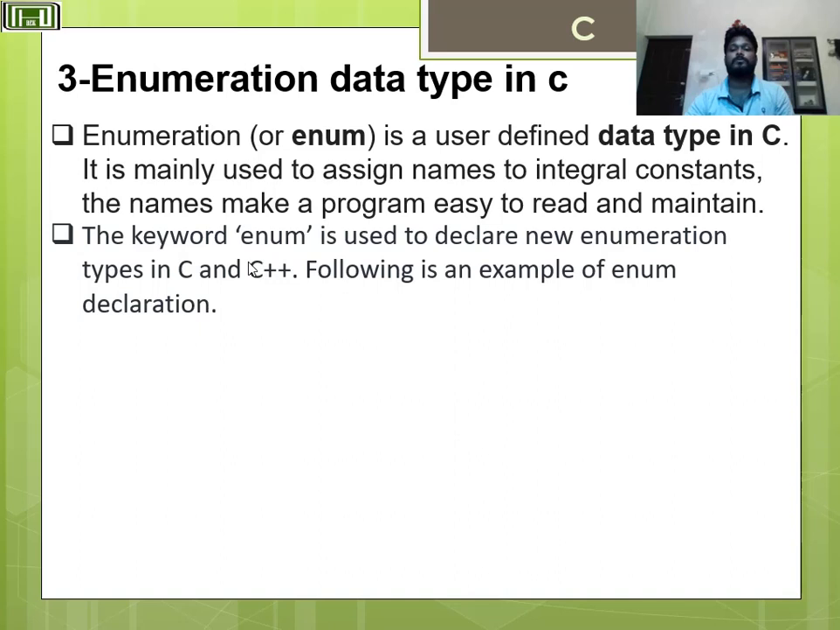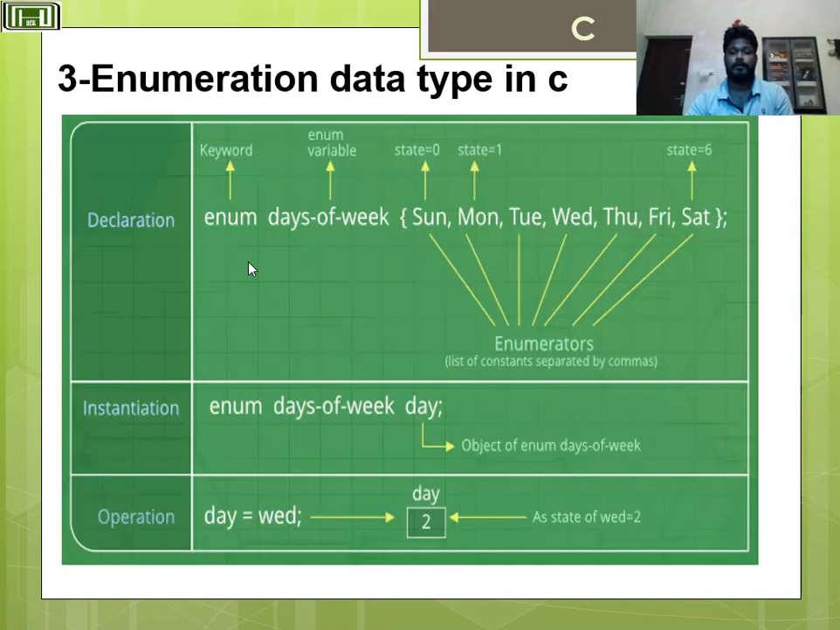Enumeration, or enum, is a user defined data type in C. It is mainly used to assign names to integral constants. The names make a program easy to read and maintain. The keyword enum is used to declare new enumeration types in C and C++. Here is the syntax for enum declaration.